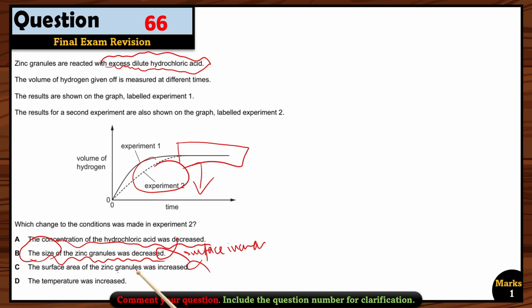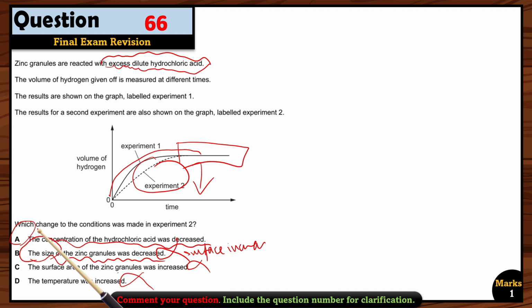The temperature was increased. Again wrong, because if temperature was increased, the rate of reaction should also increase and experiment 2 should be higher here, not at the bottom, right? So it means only option A is the right option.